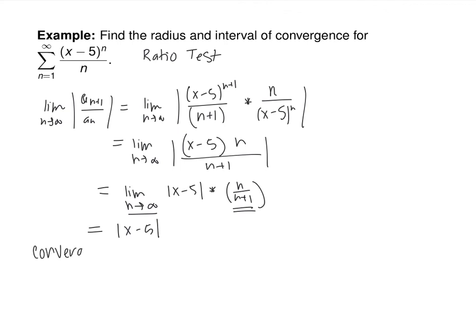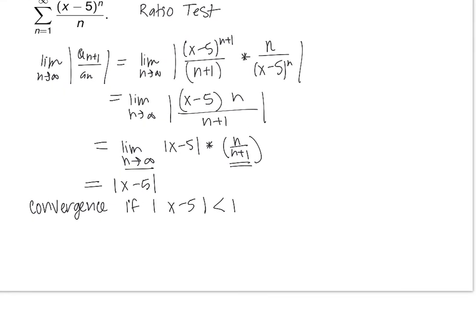Now by the ratio test, we'll have convergence if the absolute value of x − 5 is less than 1. At that stage, where you have the absolute value of something with an x less than 1, you can say, oh, my radius of convergence is 1.